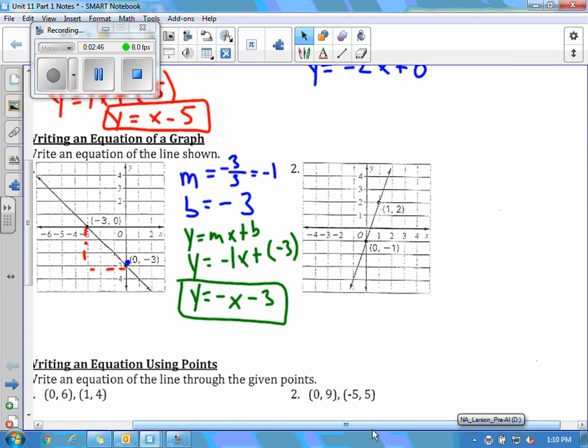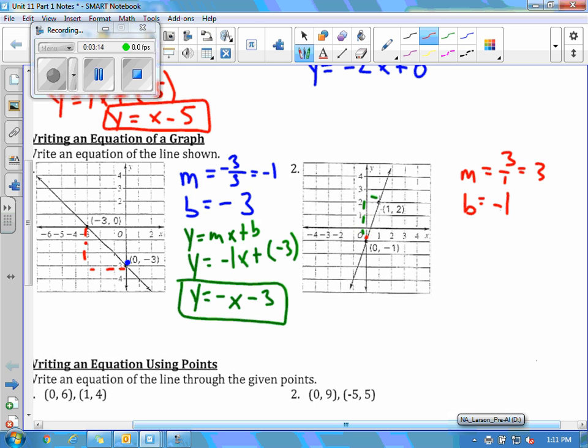Looking over at number 2, again, I want to start by finding my y-intercept. This line crosses the y-axis right here, so I know that my y-intercept is going to be -1. Then I also want to figure out what my slope is. So I go from the point on the left to the point on the right. I'm going to go from 0, -1 to 1, 2. To do that, I have to go up 1, 2, 3, and over 1. So my slope is 3 over 1, or just 3.